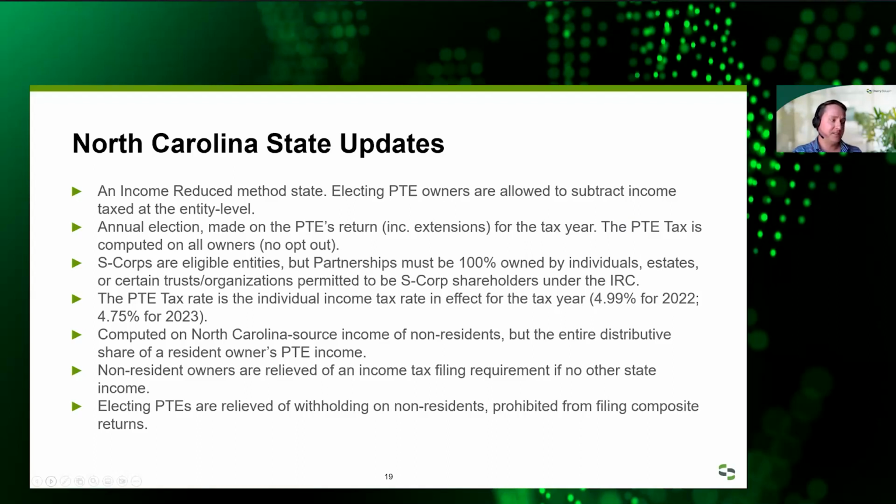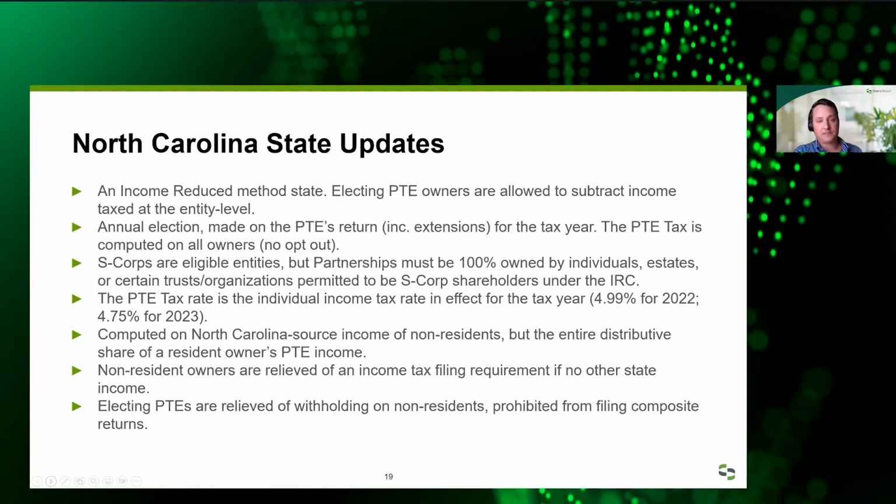But for partnerships, it's another one where if you have a partner who's not an individual, estate, or one of the few entities or trusts that they list in IRC 1361, then the entity is just ineligible to elect to begin with. So hopefully another one where we can see some change here. Same rate as on individuals for the tax year.